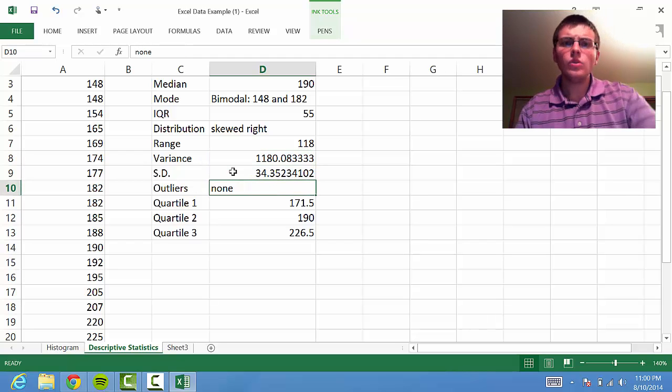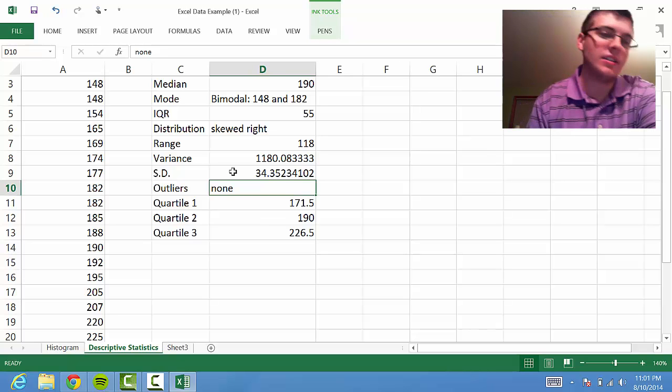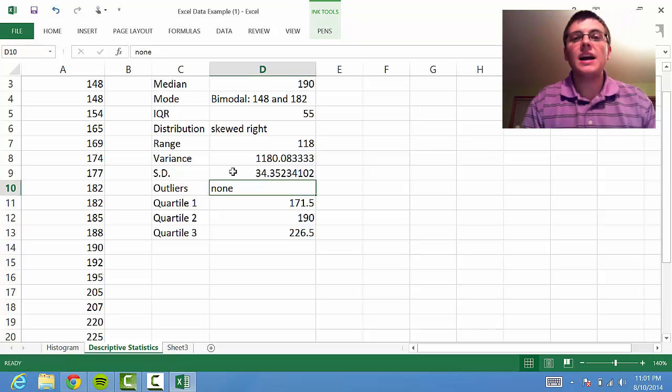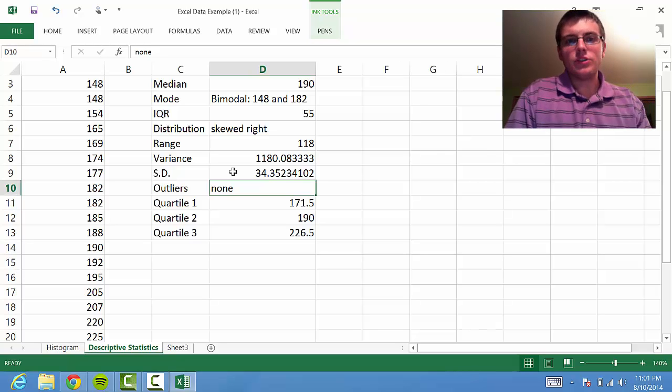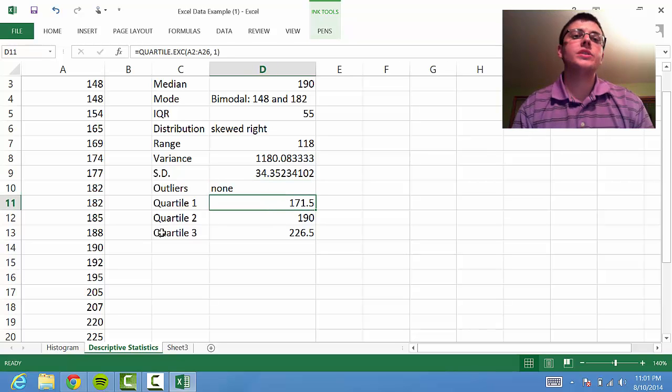Outliers. Remember to use the outlier rule that we discussed in class, which is the interquartile range times 1.5, and then you add that to the third quartile and subtract it from the first quartile. If there's any data that's outside that range, then you know you have an outlier. I'll show you why there's no outliers in this data set in a second after we calculate the quartiles. Okay, let's actually go to the quartiles now.